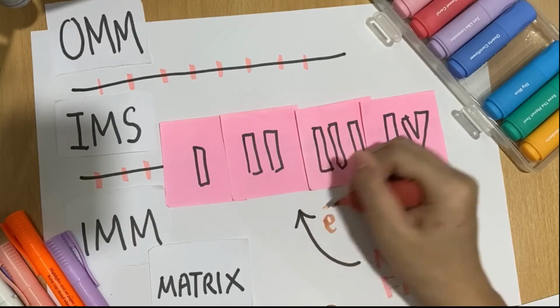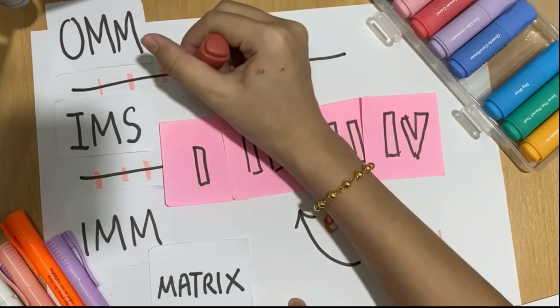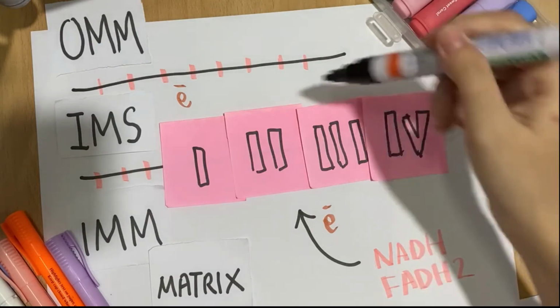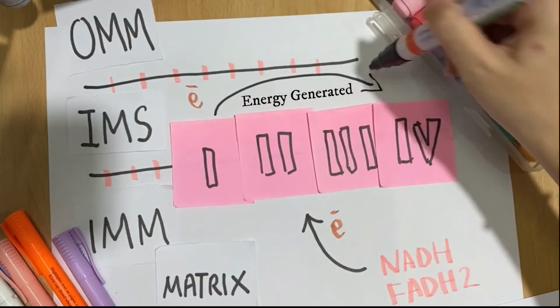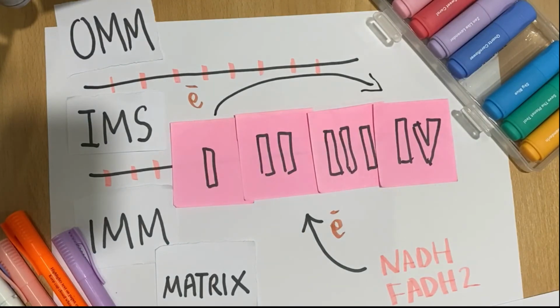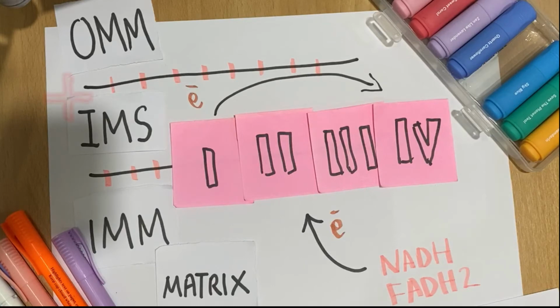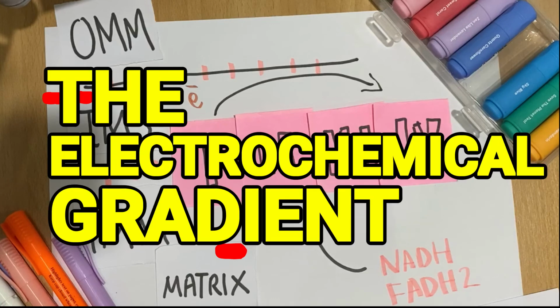The electron is then transferred from the first to the fourth enzyme complex, and in this movement, energy is generated. This energy is utilized in the pumping of hydrogen ions into the intermembrane space from the matrix of the mitochondria. This continuous pumping causes a higher concentration of hydrogen ions in the intermembrane space as compared to the matrix. This generates a positive charge in the intermembrane space and negative charge in the matrix of the mitochondria. This is called the electrochemical gradient.